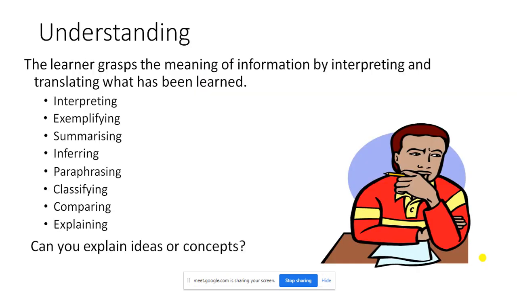Now, understanding. Through this, the learner grasps the meaning of information by interpreting and translating what has been learned. So it can be said to be interpreting, exemplifying, summarizing, inferring, paraphrasing, classifying, comparing, explaining. Paraphrasing we can say as well: whatever we are saying, the student gets the same information and delivers it, that is what paraphrasing is.